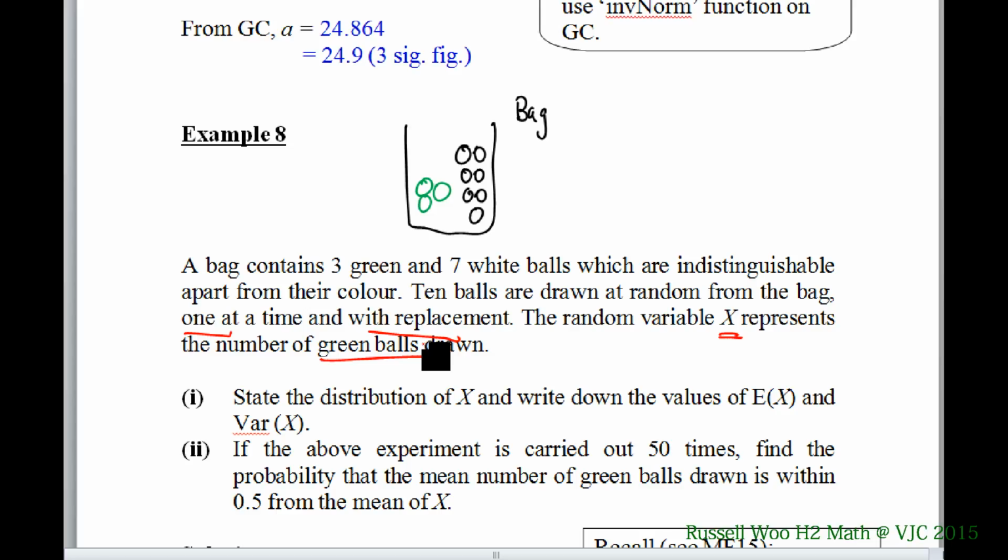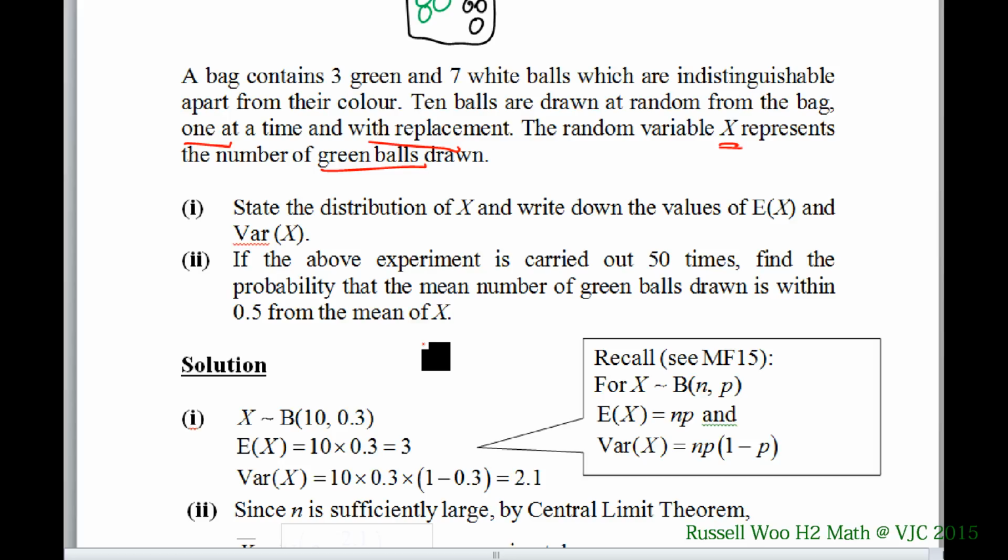Follow? Because the probability of drawing a green ball is always 0.3. Correct? Number of trials is 10. This is a classic binomial distribution. So we state the distribution.